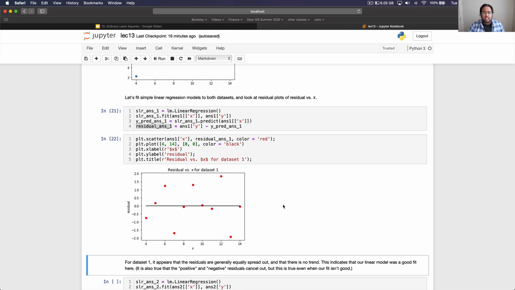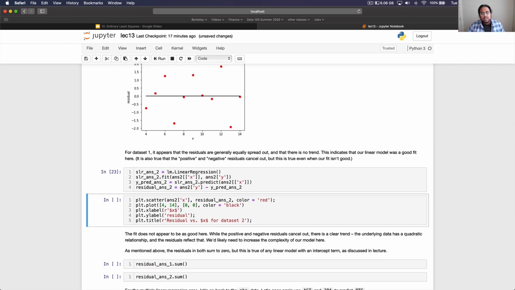So there's no pattern in the residuals, and the vertical spread is roughly the same throughout. So we would say that this is a good residual plot, meaning that our linear model that we determined fits these values quite well. Let's do the same for the second data set.